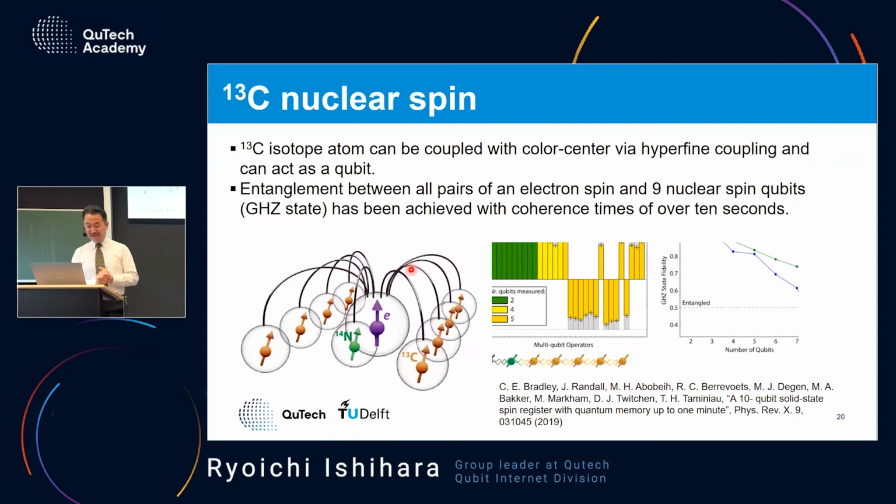Carbon 13 exists in natural diamond. This can act as a qubit. The Taminiau group demonstrated entanglement between an electron spin and nine nuclear spins, with a long coherence time of over 10 seconds.